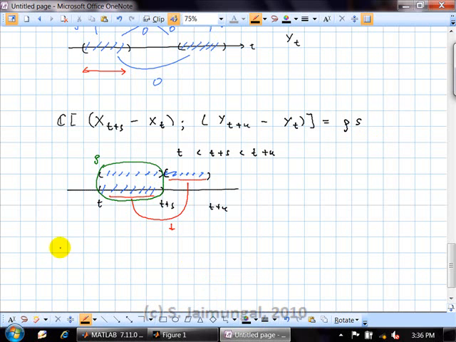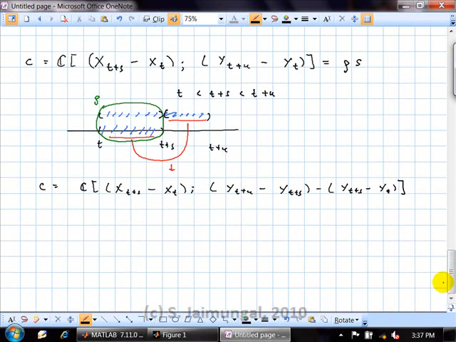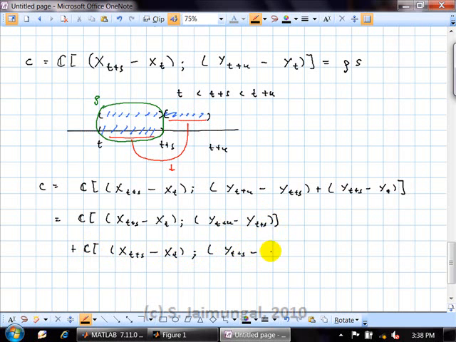Okay, so let's work it out explicitly. So let's just call this thing C. So C equals the covariance of x at t plus s minus x t, and y at t plus u minus y t. Right? I've done nothing. I've simply added and subtracted y at t plus s. And then this is the covariance of the two terms: x at t plus s minus x t with y at t plus u minus y at t plus s, if I keep the ordering the same, plus the covariance of x at t plus s minus x t with y at t plus s minus y t.